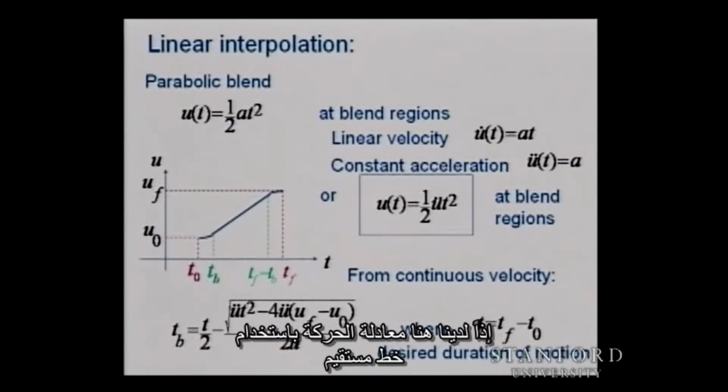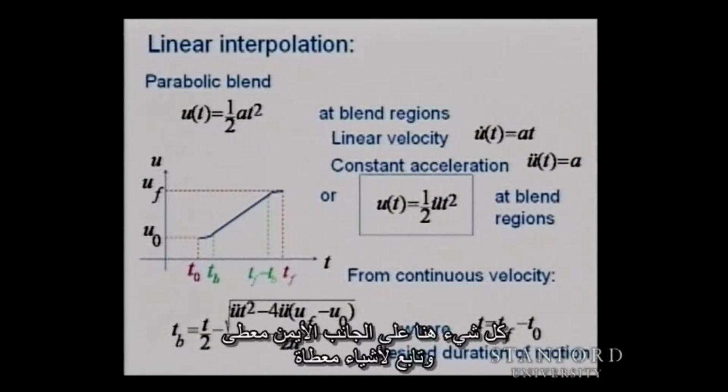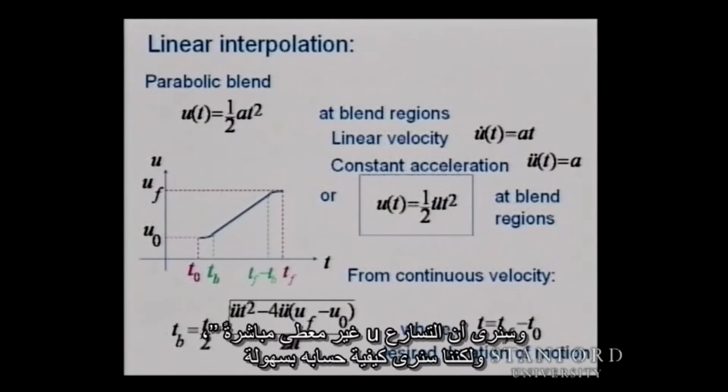So we basically have here the equation for the motion of using straight line with parabolic blends in a continuous fashion from time t sub 0 to time t sub f. Everything here on the right side is given, and it's a function of things that are given. T sub 0, t sub f, u sub 0, u sub f, and we will see u double dot, the acceleration, is not given right away, but we'll see how to compute it very easily.